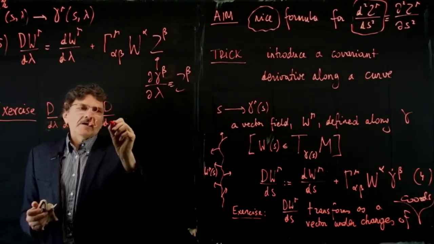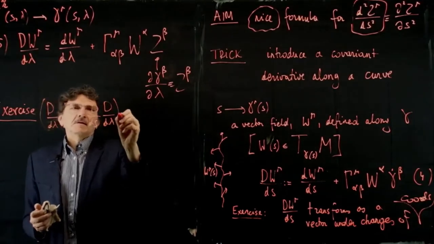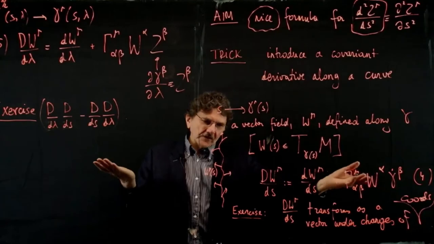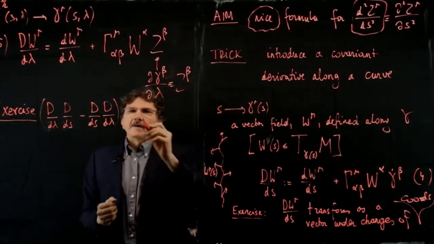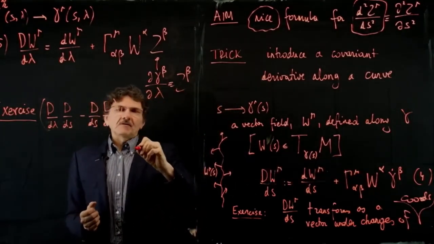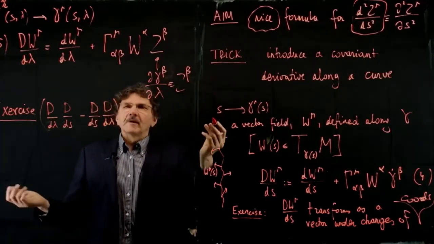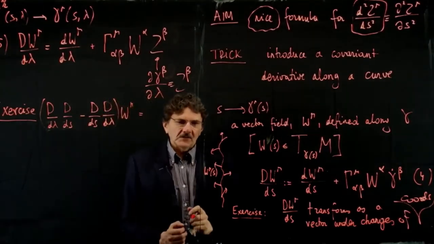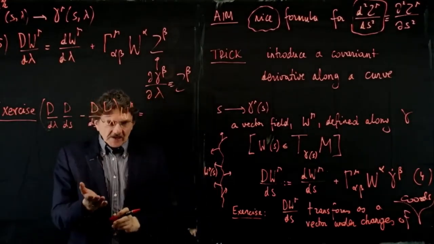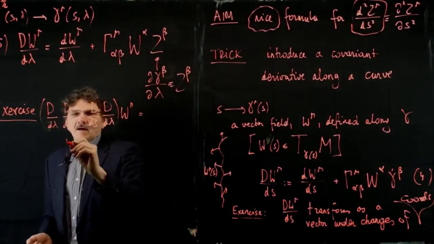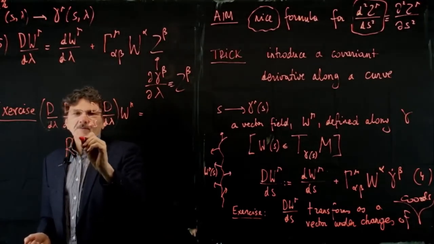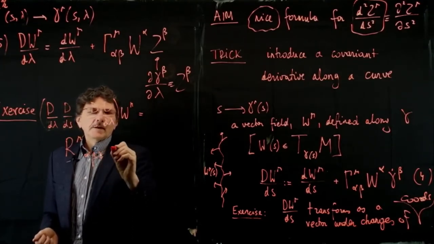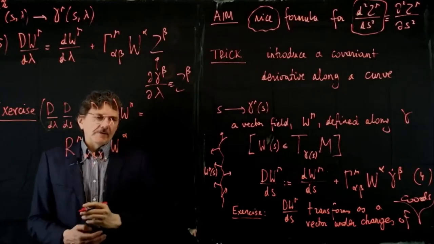Well, on one hand it's obvious what you're going to get, because this is just the commutator of covariant derivatives. If you make a commutator of covariant derivatives, then you're going to get the Riemann tensor. But it makes sense for you to do this exercise because it's going to be a good check if you remember how one proves this. So this is R mu alpha beta gamma and W alpha, because we always have a term like that.